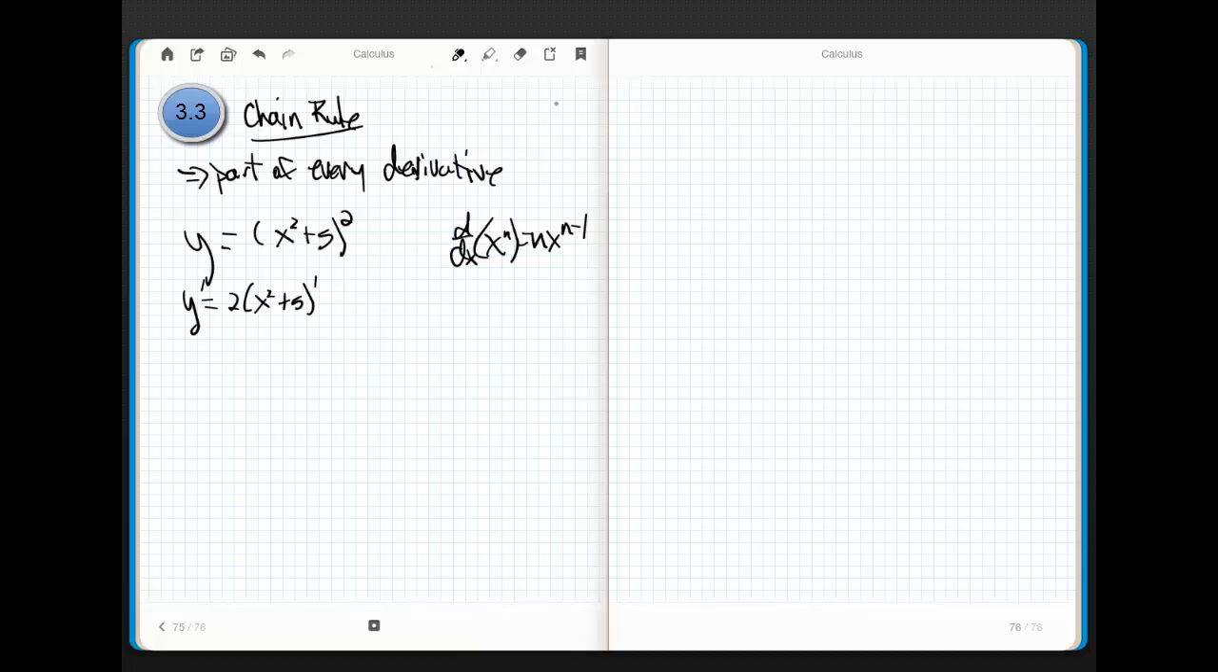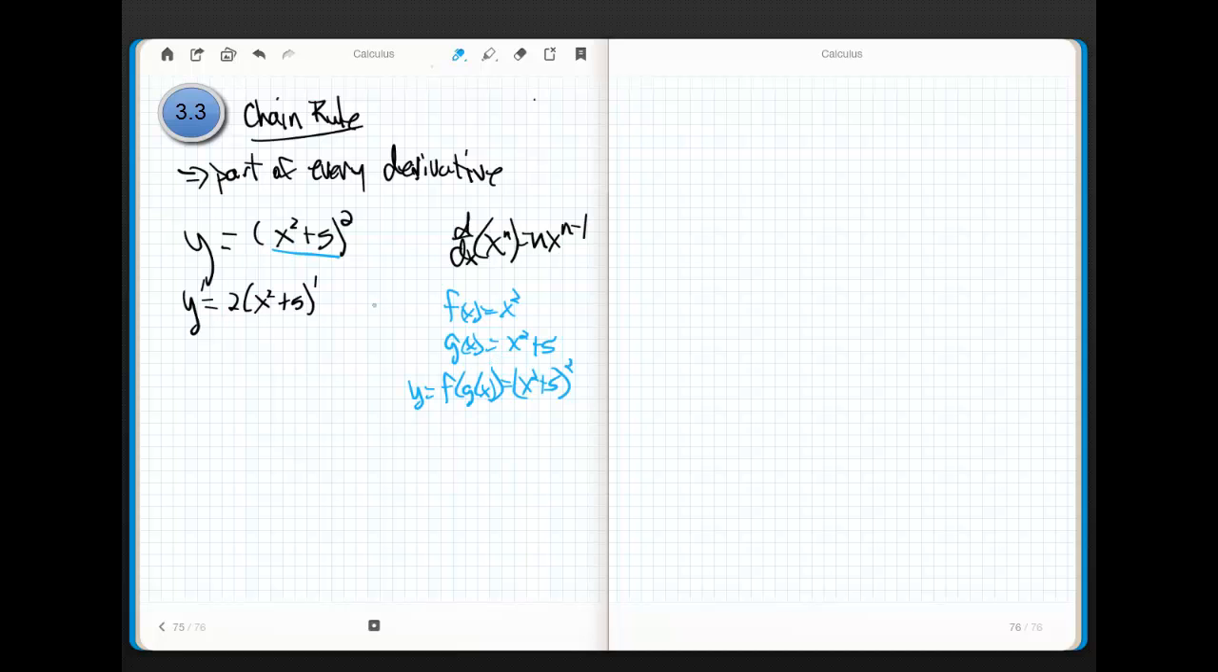Well, the problem here is we have a composition of two functions. Think of this as f of x equals x squared and g of x equals x squared plus 5. So really y equals f of g of x. In other words, I'm sticking x squared plus 5 into x squared, and I get (x squared plus 5) squared.